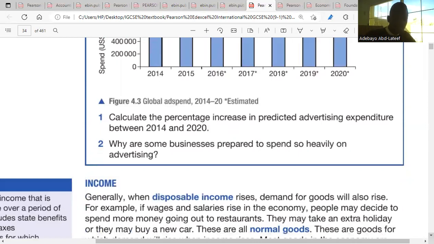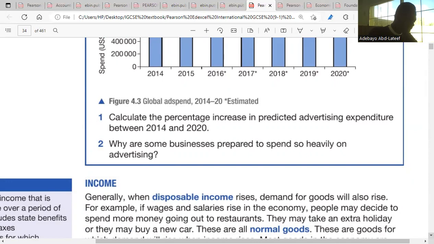Now, the second question says, why are some businesses prepared to spend so heavily on advertisement or on advertising? Here I wrote, some businesses spend huge amounts of money on advertising because they believe that demand can increase if the advert is successful. Like I told you earlier, you should witness an increase in the demand for your product if you are able to convince customers through your ad.